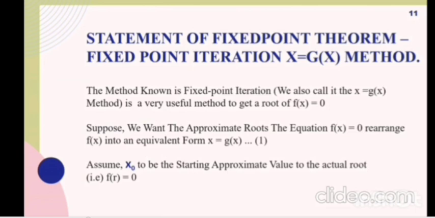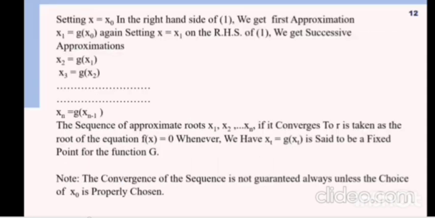With this assumption, we are going to start the problem. Setting x is equal to x0 in the right hand side of (1), we get the first approximation. Again, setting x is equal to x1, we get the successive approximations x2, x3, until xn. The sequence of the approximate roots x1, x2, xn, if it converges to R, is said to be the root of the equation f(x).